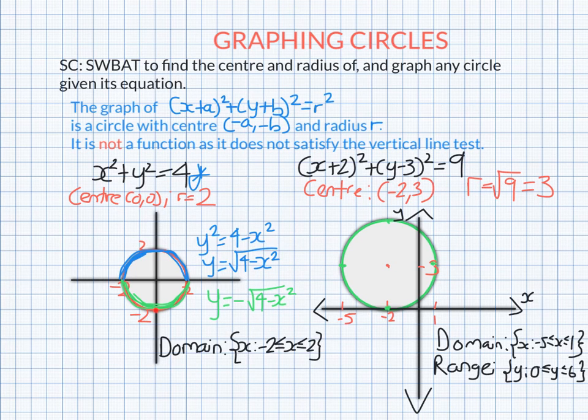Well, it would be from −2 to 2 if we were looking at the whole red circle. But of course, if we looked at just the blue function, the range would be y's between and including 0 and 2. And if we looked at just the green circle, its range would be y is between and including −2 and 0.